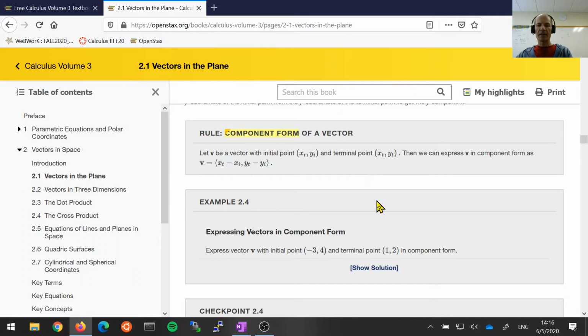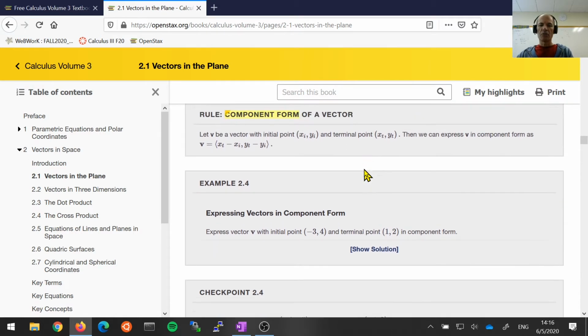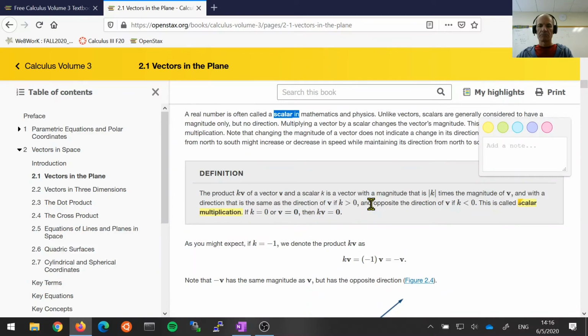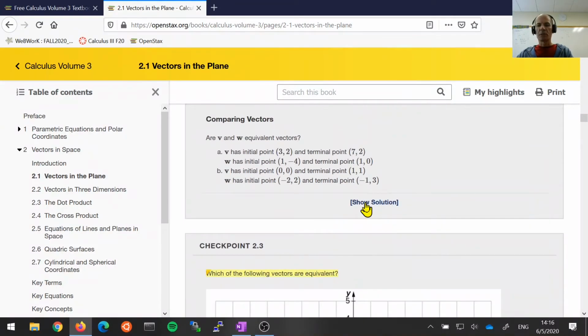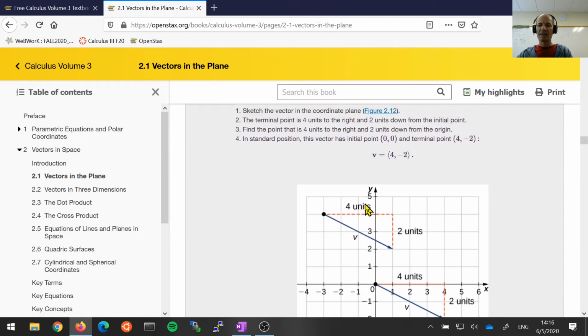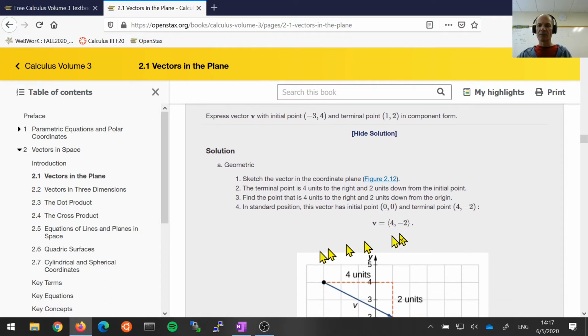And this kind of goes back to, well, let's just do an example here. Express the vector with initial point -3, 4 and terminal point 1, 2. By definition, the vector is then 1 minus -3, aka 4, and 2 minus 4, which is -2. So this vector is going to be, there we are. So we sketch the vector and we compute v as 4, -2.